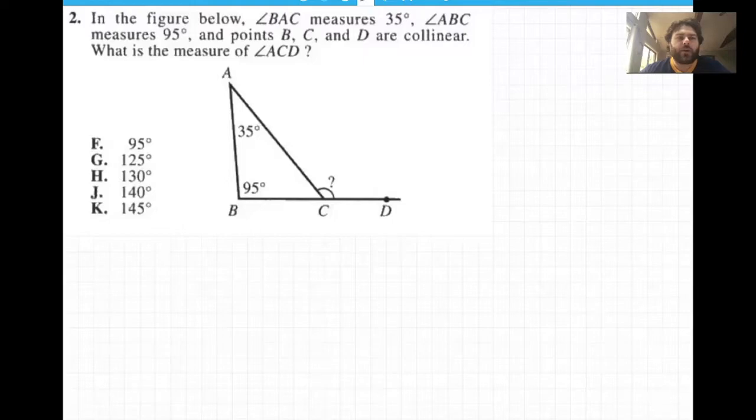We're looking at number 2 here from the 2019 December test. It says in the figure below, angle BAC measures 35 degrees, angle ABC measures 95 degrees, and points B, C, D are collinear. What's the measure of angle ACD?